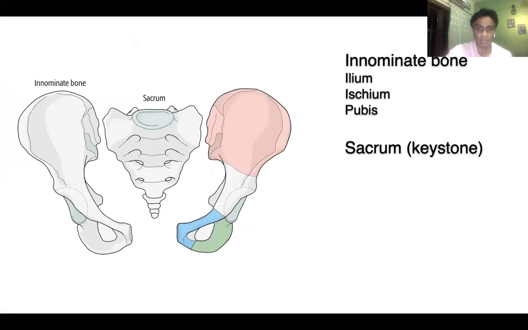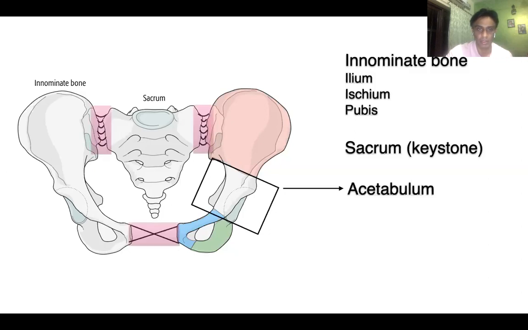The bony anatomy of the pelvis consists of two innominate bones which are formed from contributions from the ilium, ischium, and pubis, and there is a sacrum in the middle as a keystone. The acetabulum is in the middle of an innominate bone, and the acetabulum is formed by contributions from ilium, ischium predominantly, and to a lesser extent from the pubis.